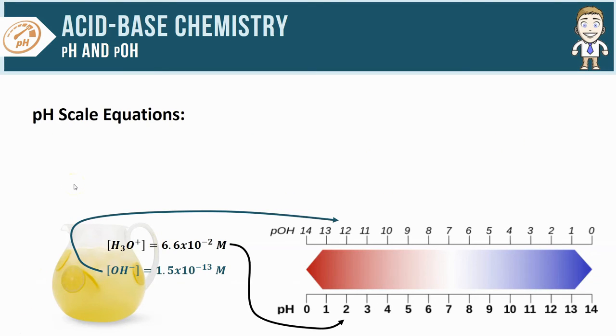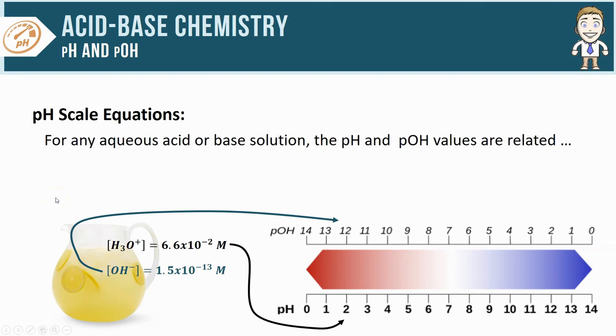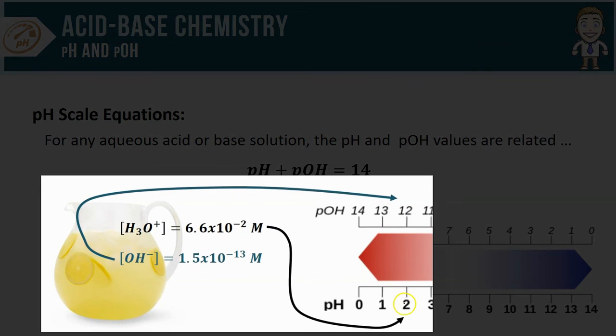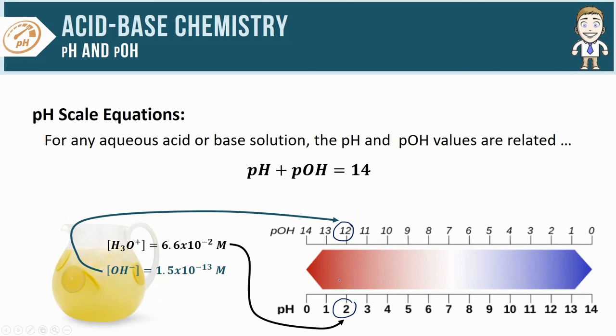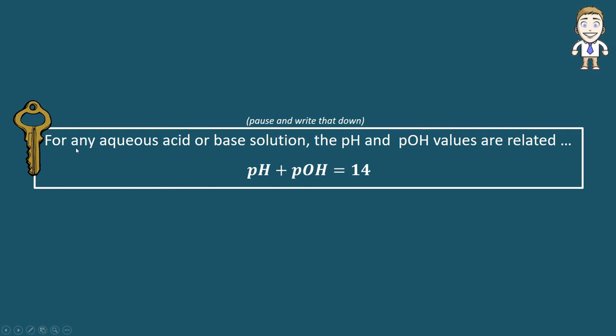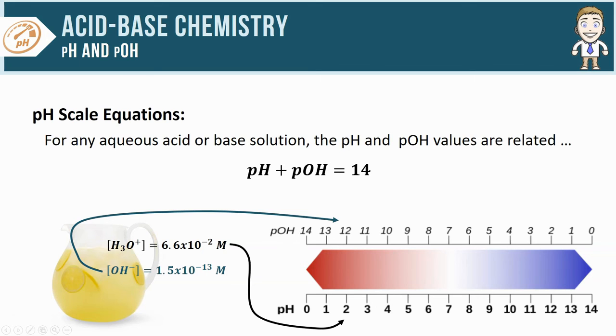We also have one final extremely useful equation that now relates the pH to the pOH of any acid or base solution. The pH and the pOH values are always related by this formula. If you add them together, they will always add up to 14. You can see that here with the lemonade example. If the pH of the lemonade is about 2 and the pOH is about 12, 2 plus 12 is 14. This formula is another key idea for the video. Make sure to pause, take some time, and write that down.